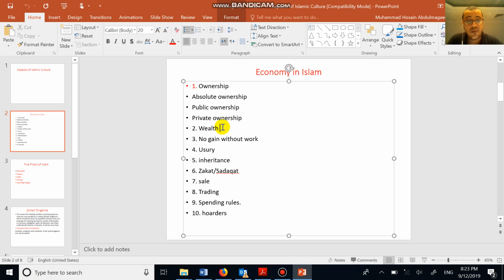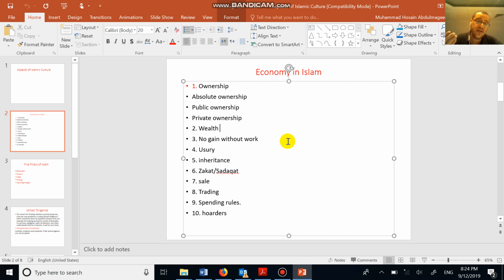Okay, now the second one is wealth. Wealth means the money you have. Mostly, it's not only the money; the gold you have, the plants, if you have sheep or camels, if you have buildings, if you have land, they are all considered part of the wealth. Now, no gain without work. This is one of the major principles of Islam. You don't go on the street and start begging people for money or for food, especially if you're healthy and young. So go and work. Find your own money. No gain without work. This is a very important thing.